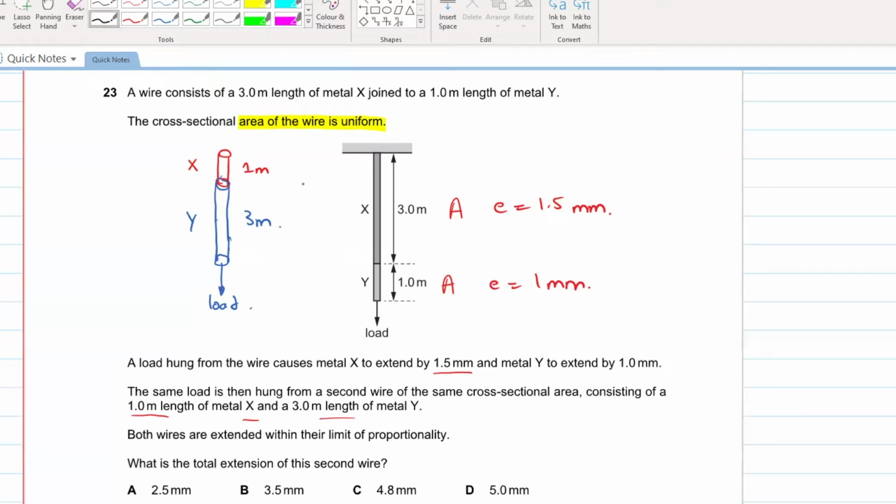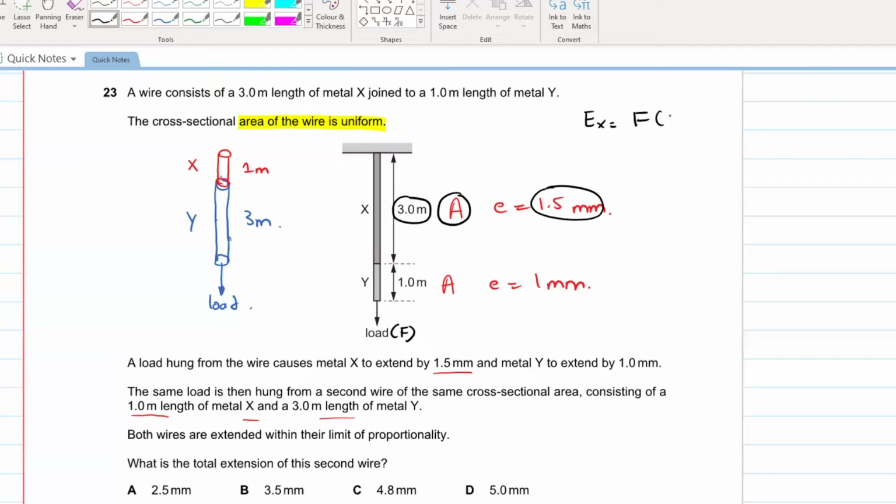We know that here this X has a length of 3 meter, area of A, extension of this, and let's say the load is of force F. Can you calculate the Young's modulus of X? Yes, you can do that. The Young's modulus of X will be equal to what?